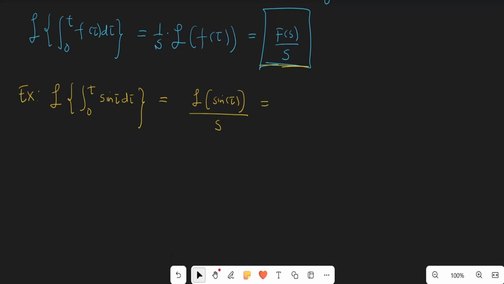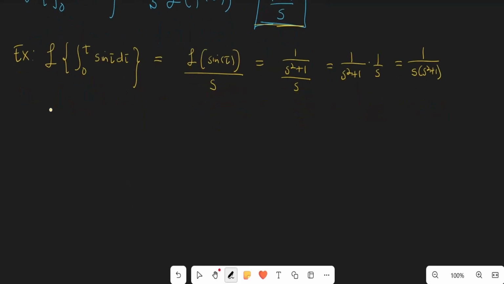So the Laplace transform of the sine of tau is going to be 1 over s squared plus 1, all over s. And this is equal to 1 over s squared plus 1 multiplied by 1 over s, which is 1 over s times (s squared plus 1). That's it. So that means that the Laplace transform of the integral from 0 to t of sine of tau d tau is equal to 1 over s times (s squared plus 1).